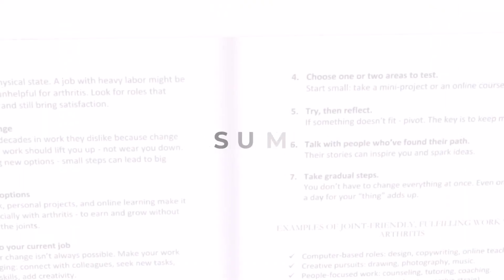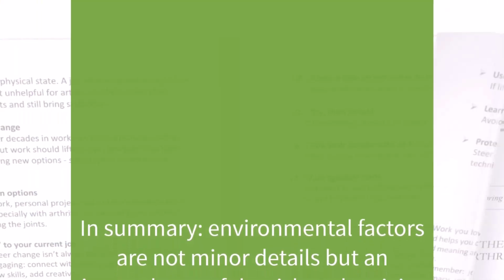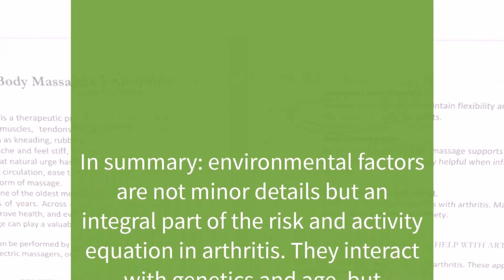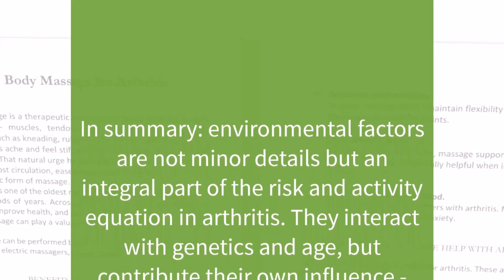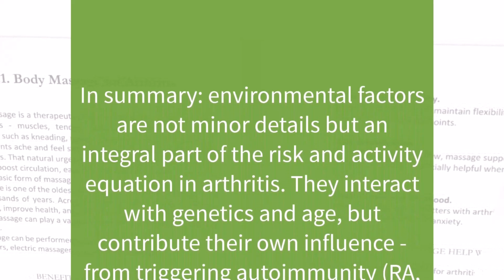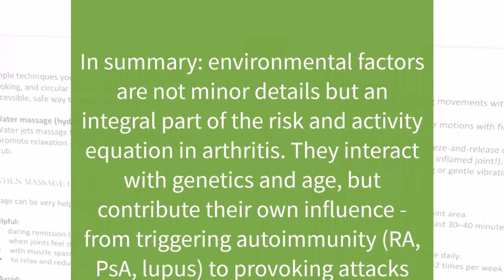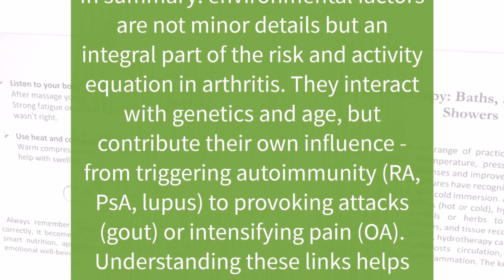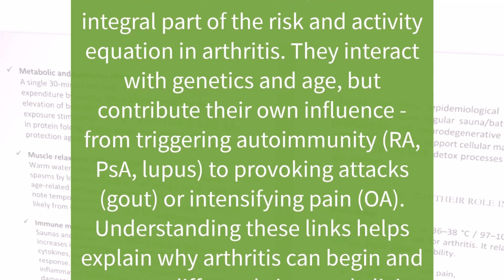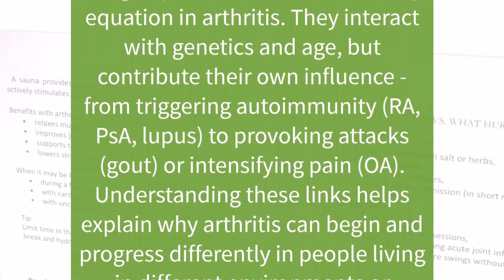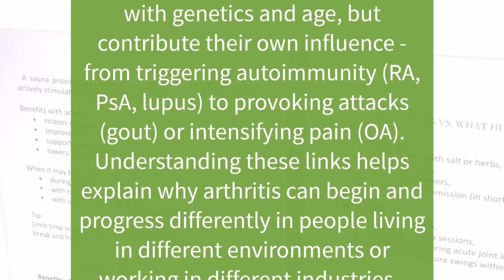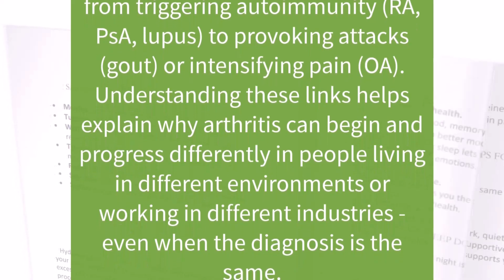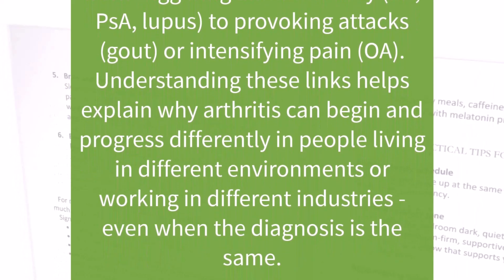Summary. In summary, environmental factors are not minor details, but an integral part of the risk and activity equation in arthritis. They interact with genetics and age, but contribute their own influence from triggering autoimmunity, RA, PsA, lupus, to provoking attacks, gout, or intensifying pain, OA. Understanding these links helps explain why arthritis can begin and progress differently in people living in different environments or working in different industries, even when the diagnosis is the same.